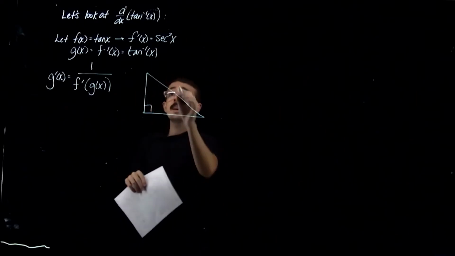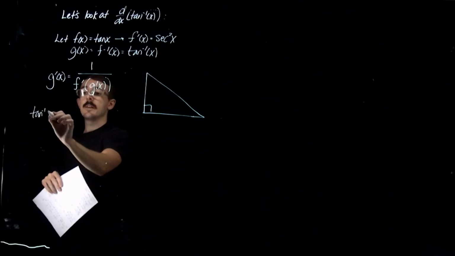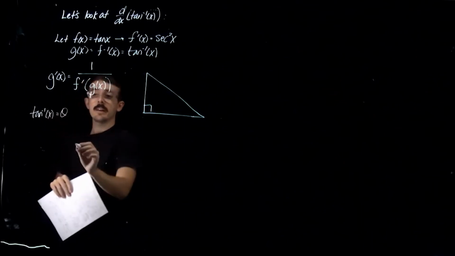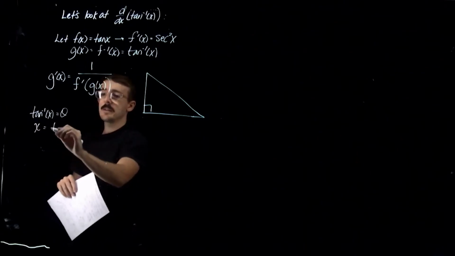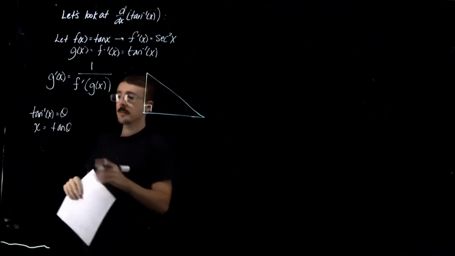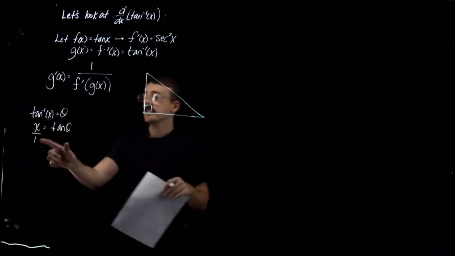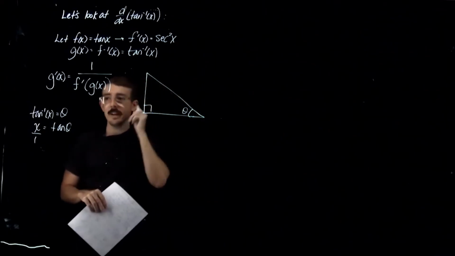We're going to go ahead and say that tangent inverse of x, this is just an angle. I'm going to call it theta. And if you were to apply tangent to both sides, you get x equals tangent theta. So that's just applying the tangent function to both sides. So tangent of theta is x over 1. I'm going to choose this angle to be theta.